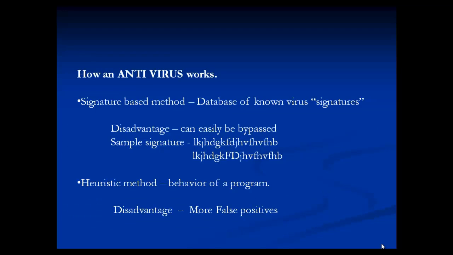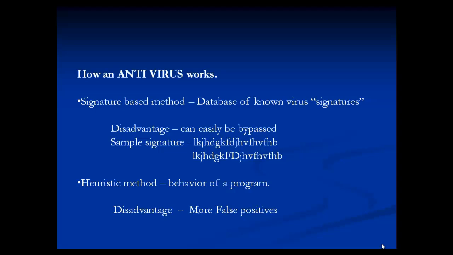Now let us try to understand how an antivirus works. Generally, antivirus works in two methods. One is signature based method, another one is heuristic method. In signature based method, antivirus vendors will collect all the old virus signatures and store them in a database of signatures. So when antivirus tries to scan your system, it will check each and every file signature against the database signatures. If any signature is matching with the database signature, then it will treat it as a virus. So this is how signature based method works.